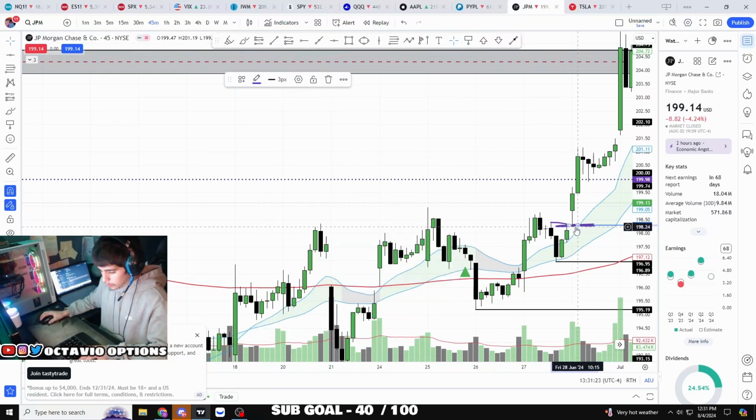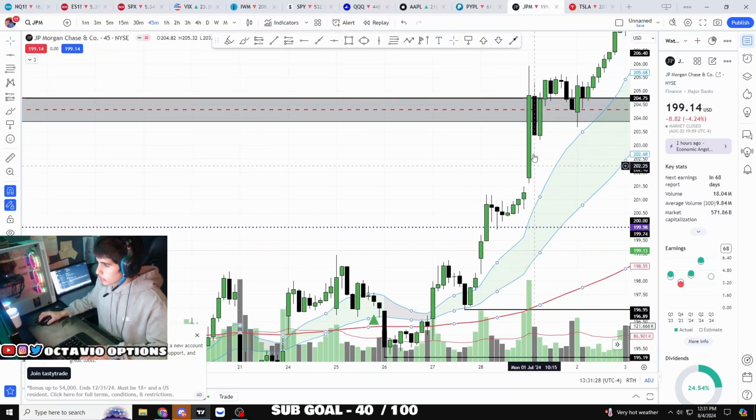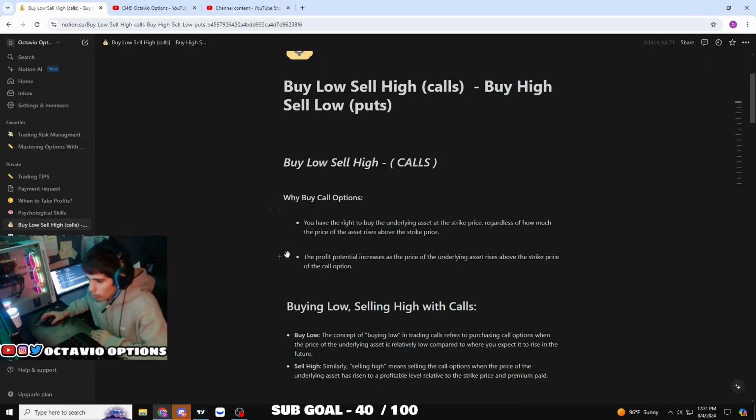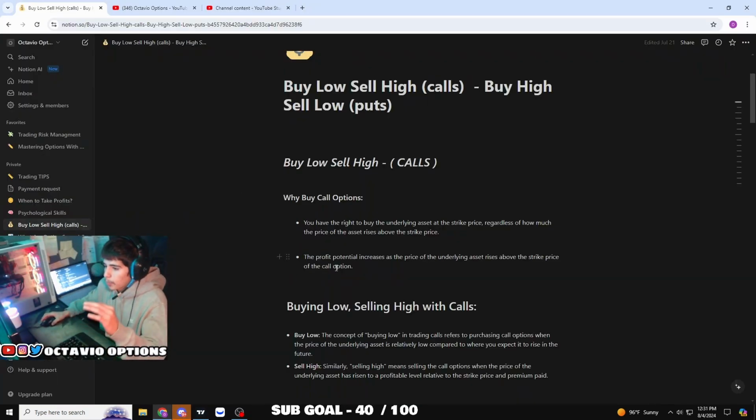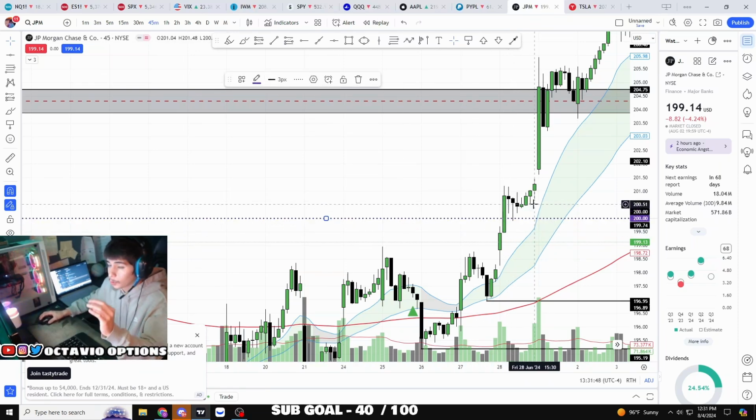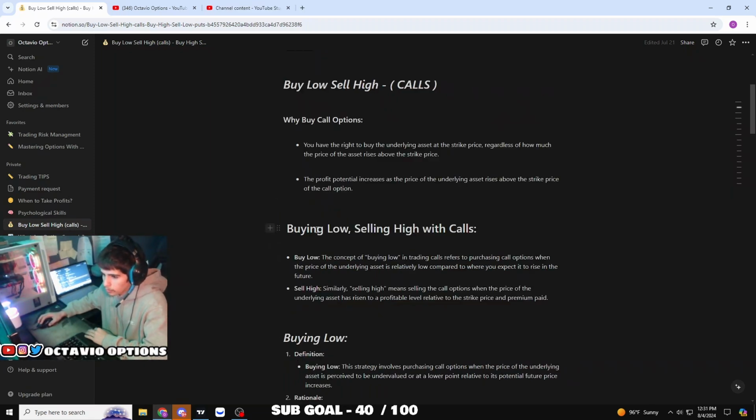That's just to get into the call, right? So you would have made all this bread right here from 200 all the way to 205 because, you know, that's the high right here. Okay? So the profit potentially increases as the price of the underlying asset rises above the strike price of the call option. That's what I was talking about. You buy the 200, you see the market go above the 200, above your strike price. That's when you get into the real premium. You're riding that now. You're in the money. You're collecting that, and that's when you ride that, right? Buying low, selling high with calls.